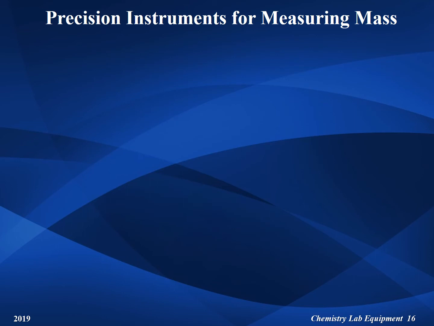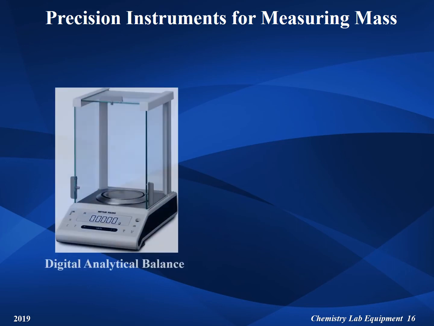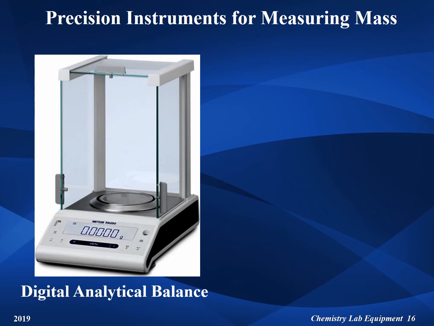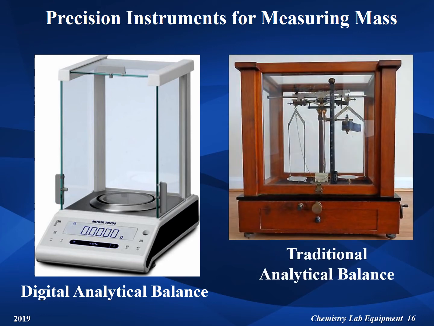In addition to glassware and their supporting fixtures, modern laboratories are equipped with numerous precision instruments. This digital analytical balance is used to measure the precise mass of small amounts of solids in grams or milligrams. This two-pan balance was used for more than 100 years. It may still be seen in some older laboratories, but the digital analytical balance has largely replaced it.